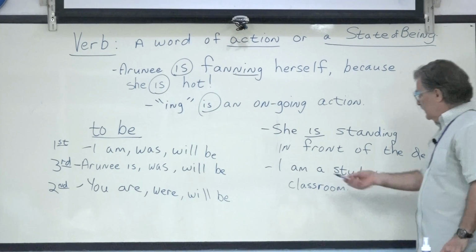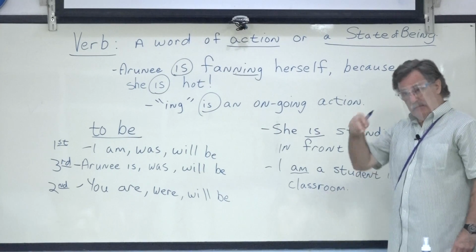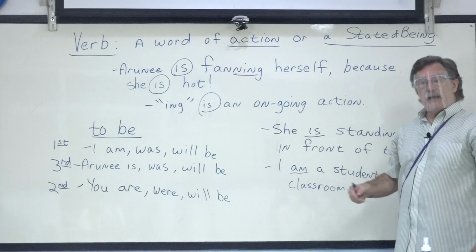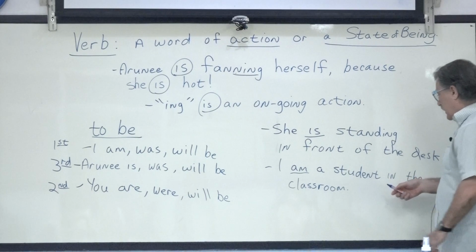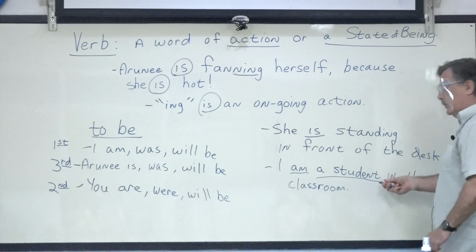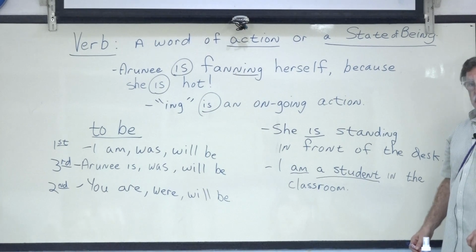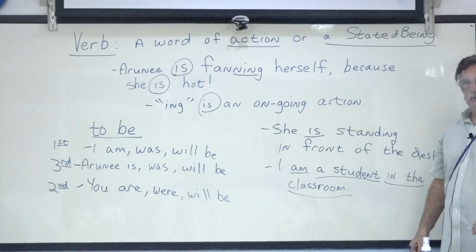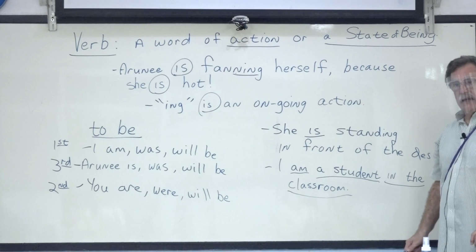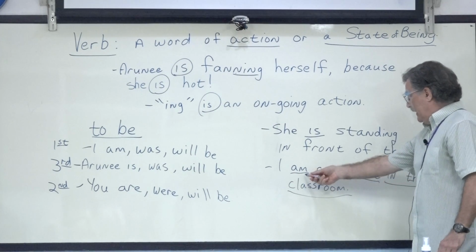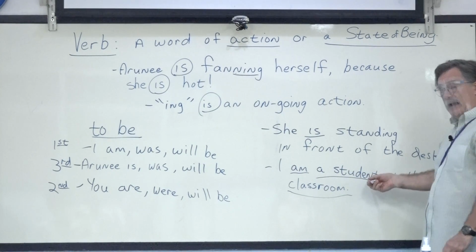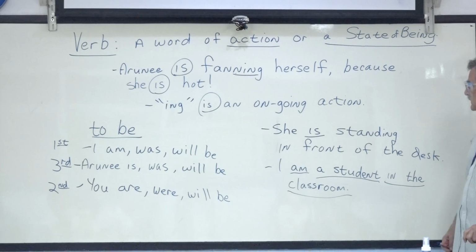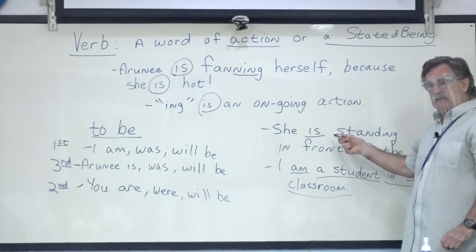Perfect, perfect. This tells me when, meaning now, okay? You are a student now. This tells me who you are, a student, okay? And where? In the classroom, okay? Very good. Excellent. I am, when, a student, where, in the classroom. Okay? Very, very good sentence. Perfect. I am. She is.